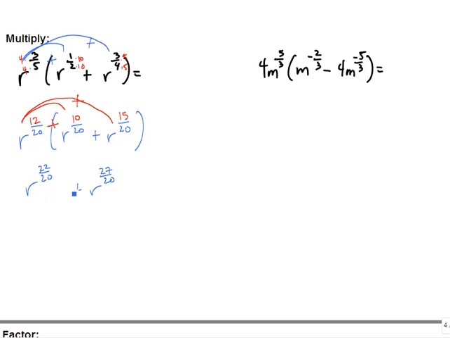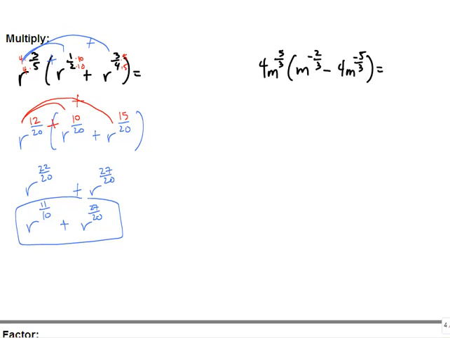Now you do want to reduce any of these fractions if you can. 22 twentieths does reduce to 11 tenths, and 27 twentieths does not have any common factors, so that's reduced. And you can just leave your answer like that because the original problem had rational exponents.